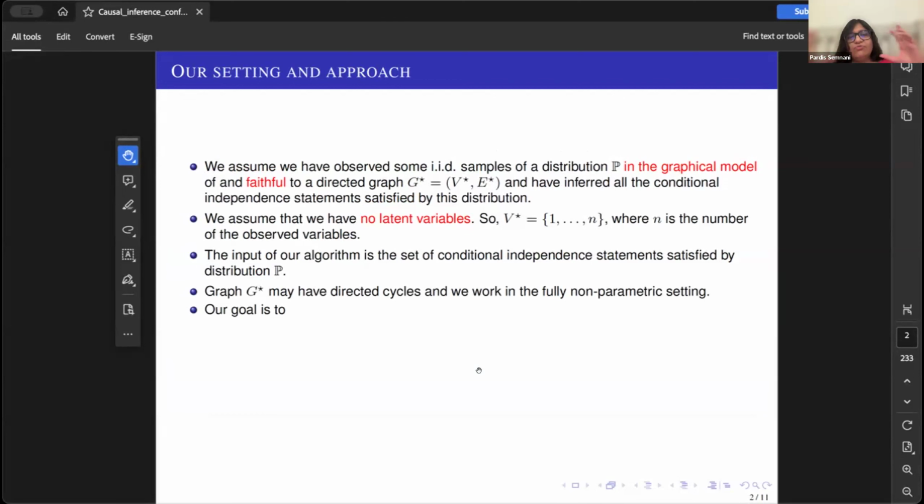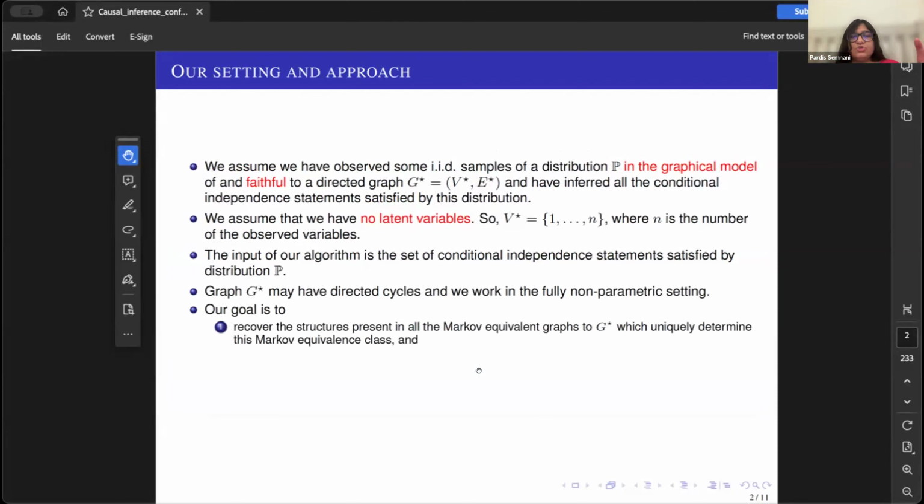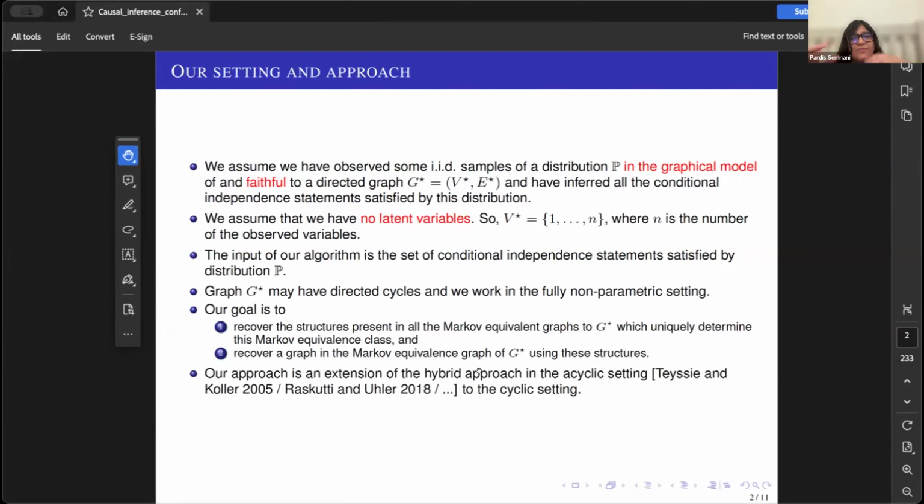And we define two goals for ourselves. The first goal, which is the focus of this talk, is to use this observational data to recover all the structures that all the graphs Markov equivalent to G star have in common. So basically, these structures uniquely determine the Markov equivalence class of G star. And then the second goal is to use these common structures to find a graph in the Markov equivalence class of G star, so a representation of this class. But this part I'm not going to talk about today. And our approach for this Markov equivalence class discovery task is an extension of the hybrid approach that was previously used in several works in the acyclic setting.